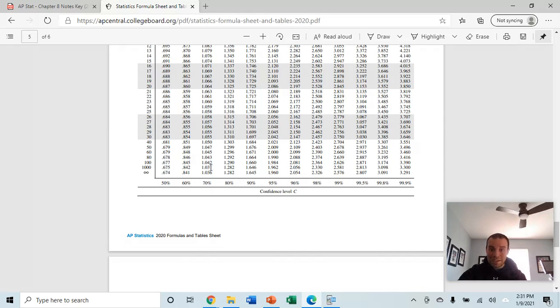So in order to find a critical value for z, for example, the 90% critical value, I would just go to 90% and then the infinity row, and I would get my critical value of 1.645.